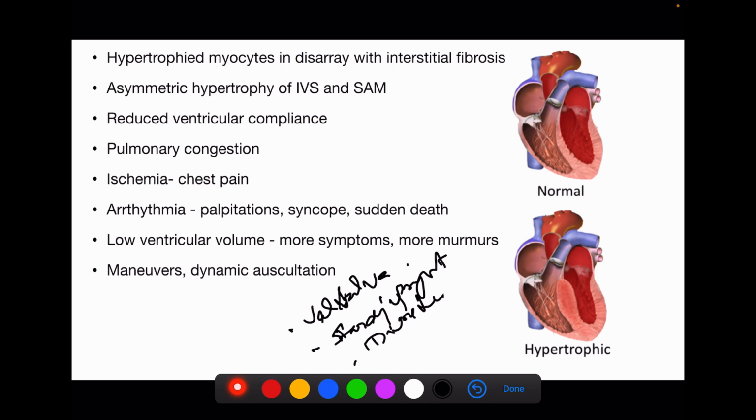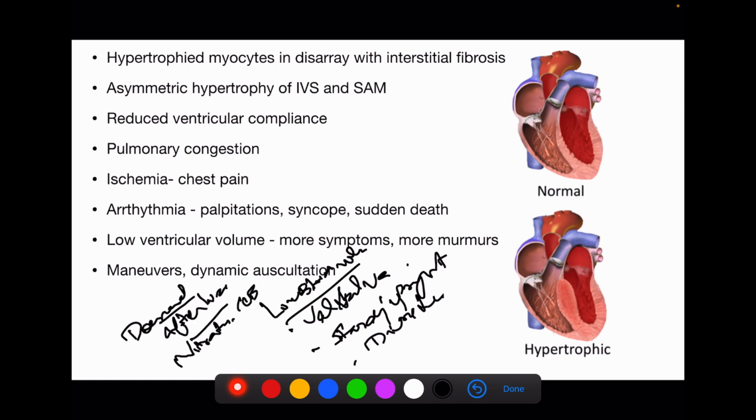The other condition is low blood volume, and the other one is decreased afterload. Decreased afterload is also going to worsen the symptoms of these patients. So how will you decrease the afterload? For example, by vasodilators like nitrates and dihydropyridine calcium channel blockers like nifedipine, amlodipine, and other vasodilators. These vasodilators are going to decrease the afterload, so this will also worsen the symptoms of hypertrophic cardiomyopathy.